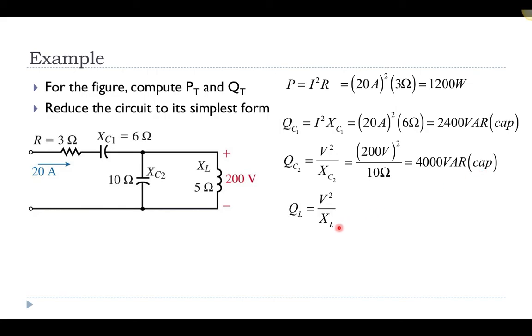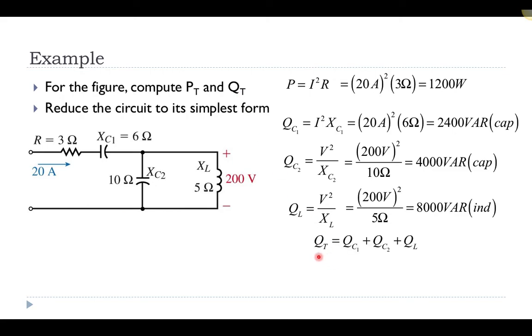Finally, I can calculate the reactive power for the inductor here, and so that's going to be the voltage squared over the inductive reactance. And so this is going to be 200 squared over 5, so that's going to give me 8,000 VAR, and then in parentheses, this is inductive. So my goal was to calculate the total power and the total reactive power. And so to calculate the total reactive power, I have to add all of these reactive powers for each of the components in the circuit.